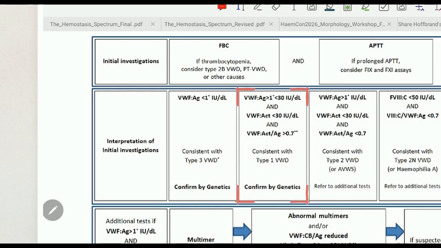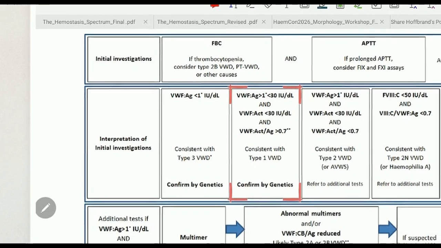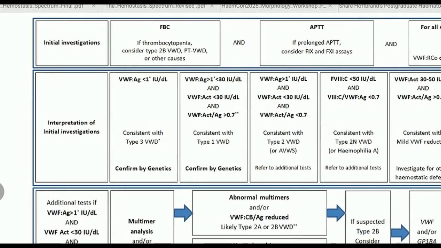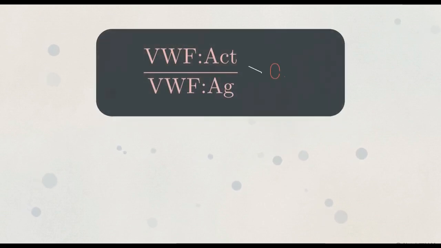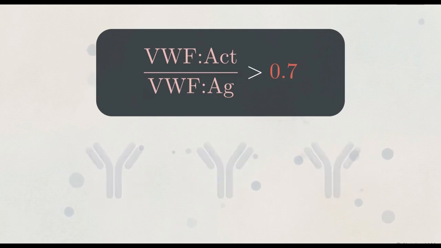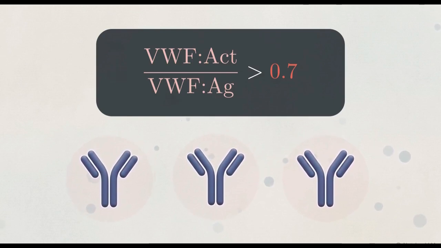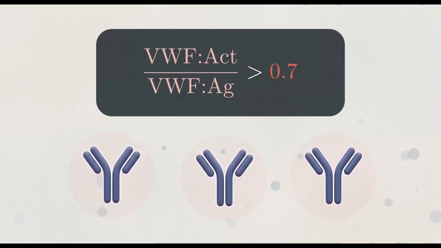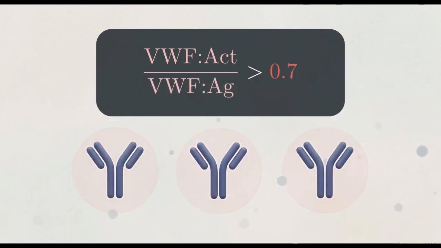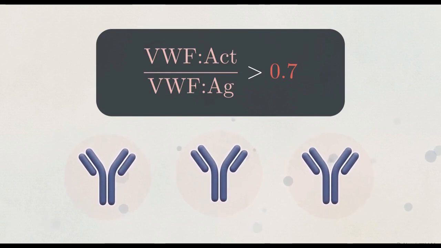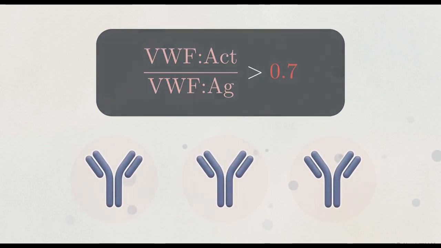Here we see a concordant reduction, meaning both the total antigen and the functional activity of the protein drop, but they do so proportionately. To prove a type 1 diagnosis, we rely on a definitive threshold. The ratio of functional activity to total antigen must remain greater than 0.7. Physiologically, this ratio confirms that the von Willebrand proteins circulating in the plasma, while scarce in sheer number, are structurally intact and fully capable of performing their job.